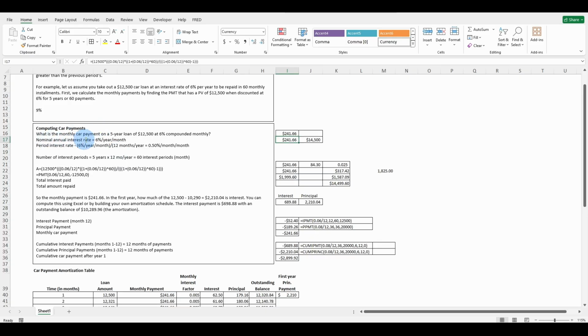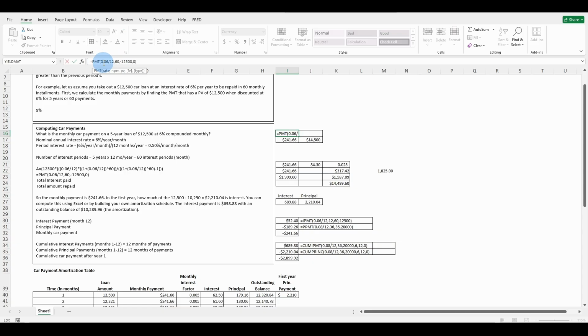Computing the car payment, what is the monthly car payment on a 5-year loan of $12,500 at 6% compounded monthly? Well, we can use this payment function. This is the nice thing, one of the very few things that are relatively good for Excel. Here we have this 241.66. We're taking the payment, and I've shown you this a number of times. We're taking our interest rate, 6%, because this is on a monthly basis, we're going to divide that by 12.